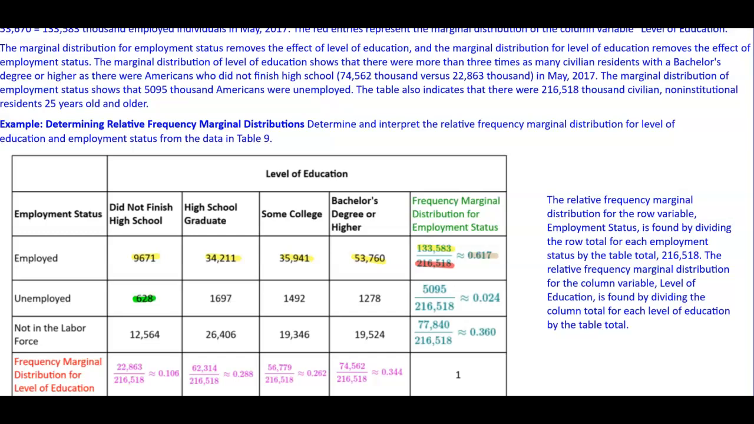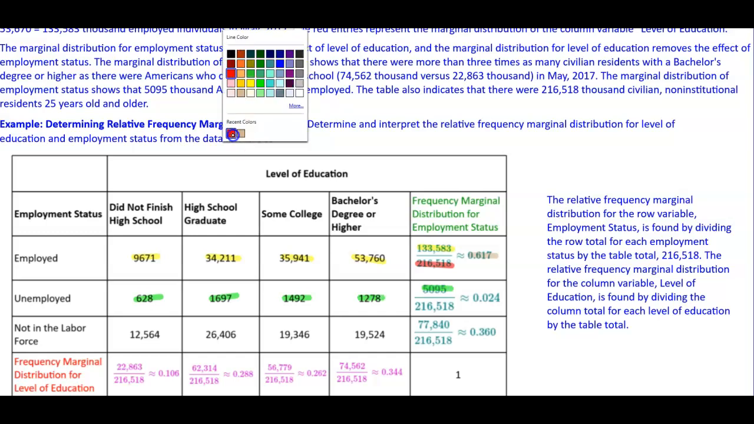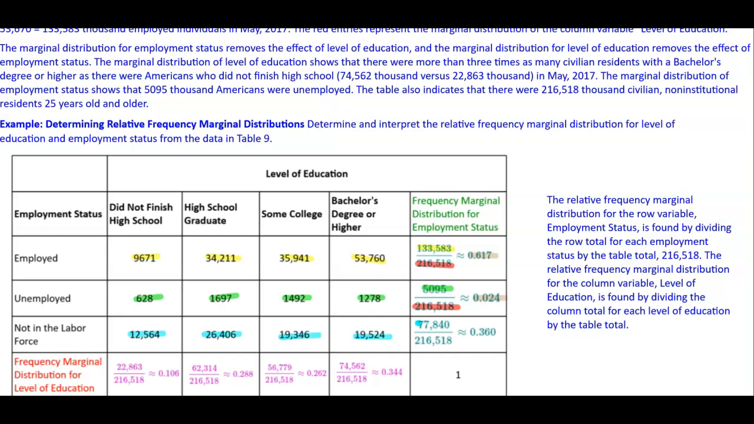Again, we're going to take 628, 1697, 1492, 1278, which gave us 5,095, and then divide it by the table total. And again, that gives us a relative frequency of 0.024. Likewise, we take these values that are all in the row and add them to get the numerator, and divide by the table total. That gives us a relative frequency of 0.360.